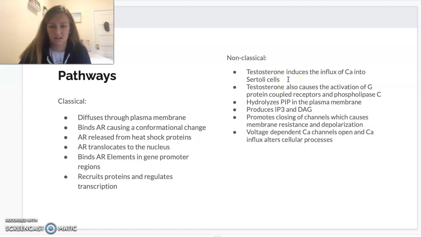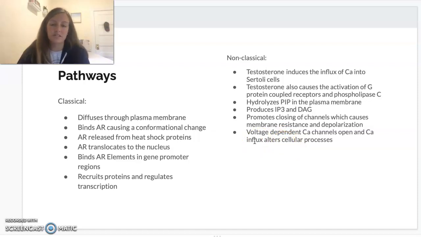In this setting, testosterone would induce the influx of calcium into the Sertoli cells. Testosterone would also cause the activation of G protein coupled receptors and phospholipase C. This will hydrolyze PIP2 in the plasma membrane, producing IP3 and DAG. This decreased presence of PIP2 will promote the closing of channels, which cause the membrane resistance and increased depolarization in the cell as a whole. And this depolarization will allow for voltage-dependent calcium channels to open, and calcium will influx, altering the cellular processes.